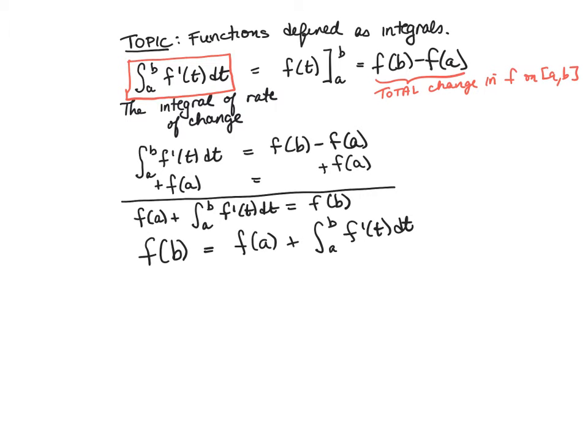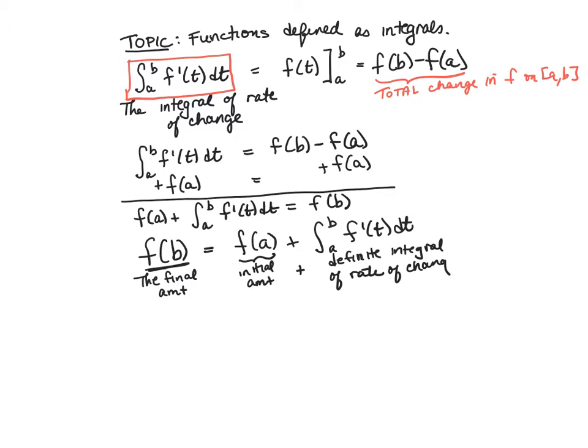And notice that this says that the final amount is equal to the initial amount plus the total change, or we could say the definite integral of the rate of change of f, or the total change in f on AB. So let's think about that. The final amount is equal to the initial amount plus the total change on f on that interval, which is always the definite integral of the derivative.